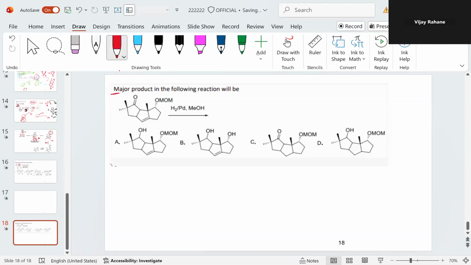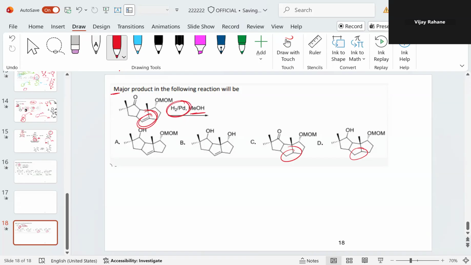we know the reduction using H2, Pd/C and methanol. Where this H2, Pd/C reduction occurs, obviously it will directly occur on this olefin center. And if you have any Cbz protection in our group, then it can also remove that Cbz protection. But in our case, we have only the double bond as the reduction center. So if you look here, the double bond is reduced. Here also the double bond is reduced.